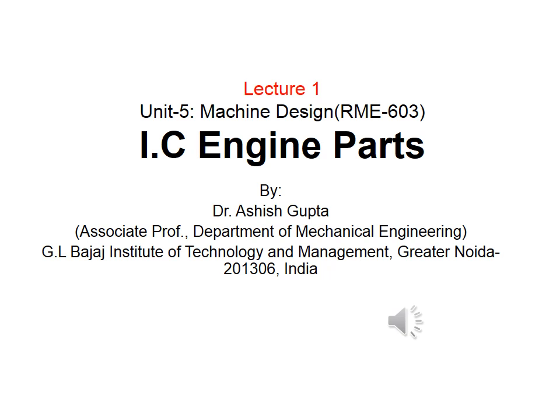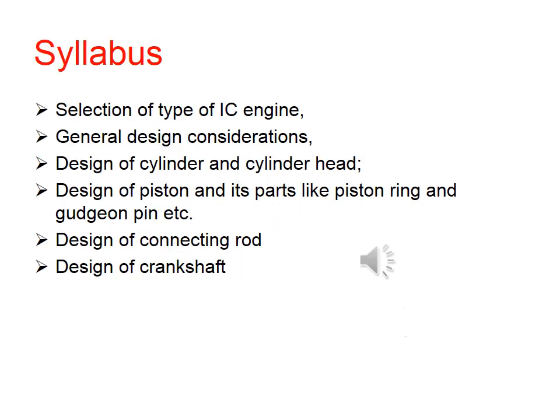So this is the syllabus. First we discuss the selection of type of engines, general design considerations of basic parts of an IC engine, design of cylinder and cylinder head, design of piston and its parts like piston ring and gudgeon pin, design of connecting rod, and design of crankshaft. In this syllabus we go through all kinds of principal parts of an IC engine.